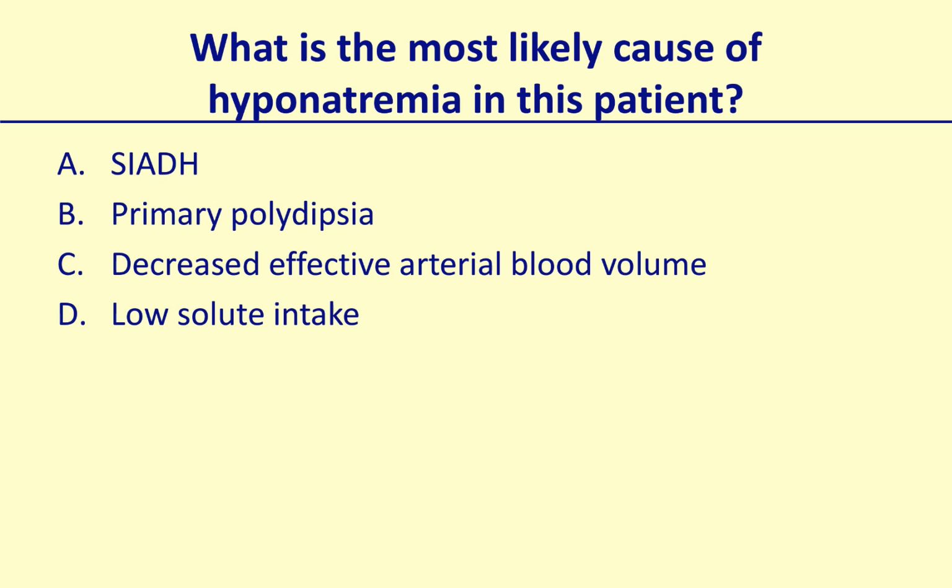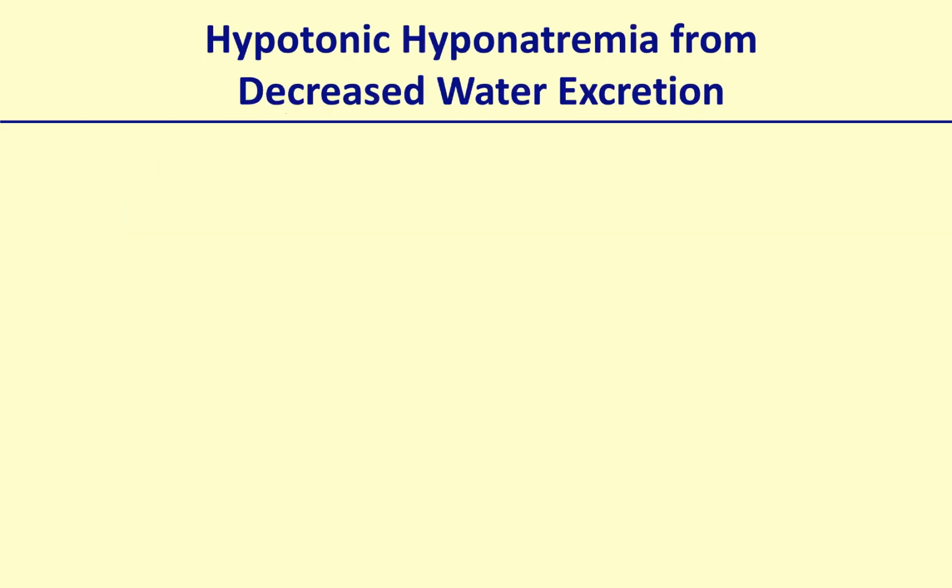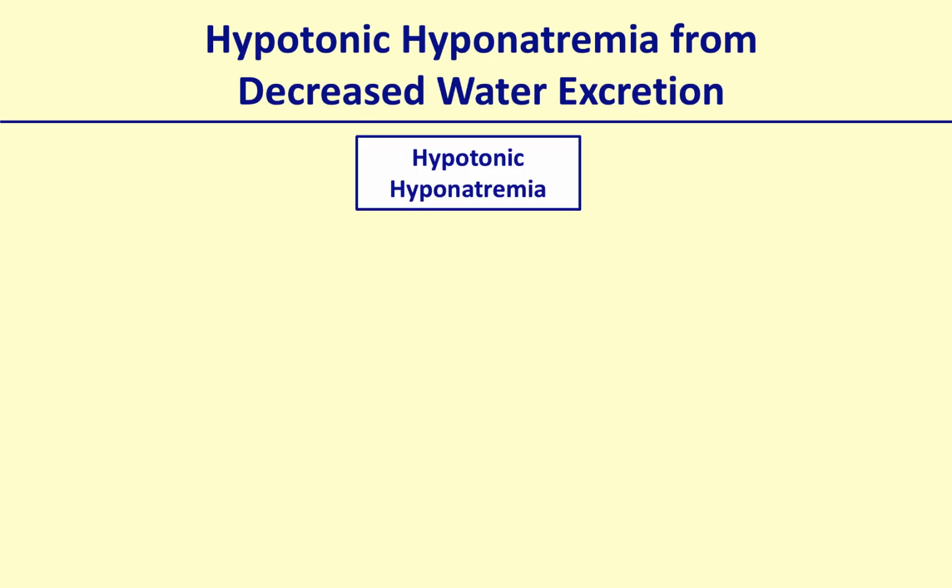Now, the next question is, what is the most likely cause of hyponatremia in this patient? A, SIADH, B, primary polydipsia, C, decreased effective arterial blood volume, or D, low solute intake? And the correct answer is C, decreased effective arterial blood volume. So, hypotonic hyponatremia, as we reviewed in lecture 3, is always an excess free water problem.